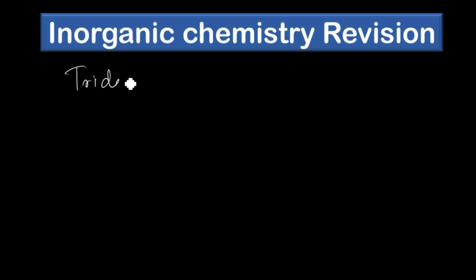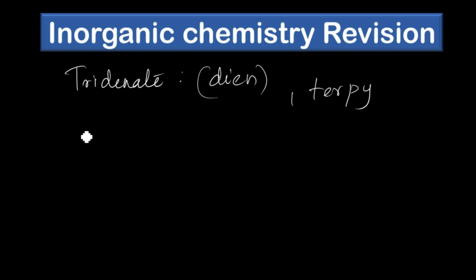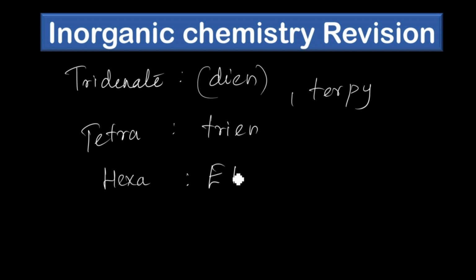Tridentate, very few examples are there, which is diethylenetriamine, represented by DIEN, and terpyridine. And for tetradentate, triethylenetetramine. The most important ligand, which comes under hexadentate, is EDTA, ethylenediaminetetraacetic acid or tetraacetate. Okay, so these types of questions can be asked.